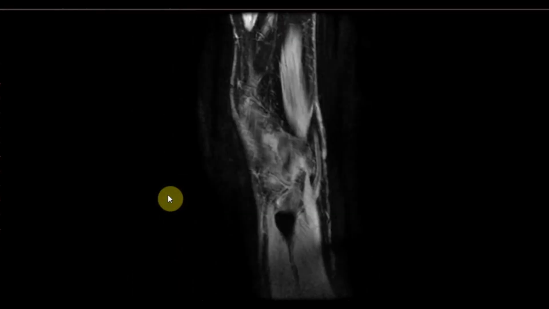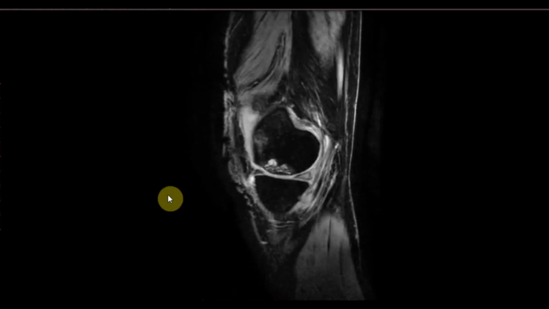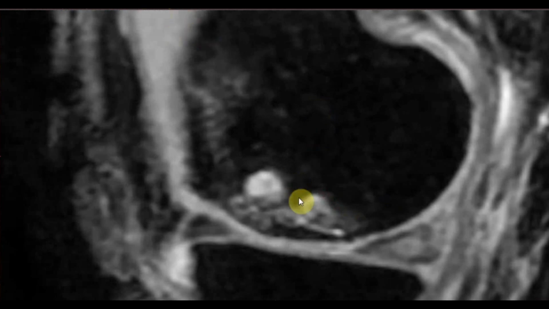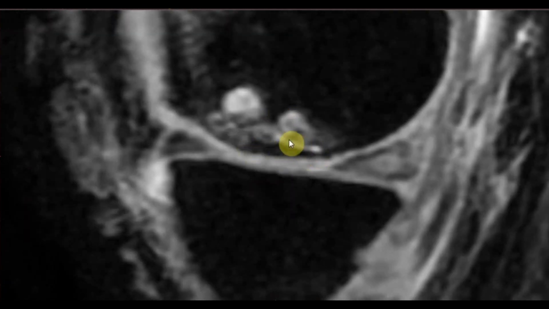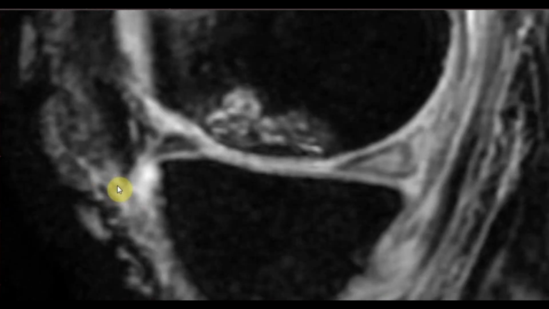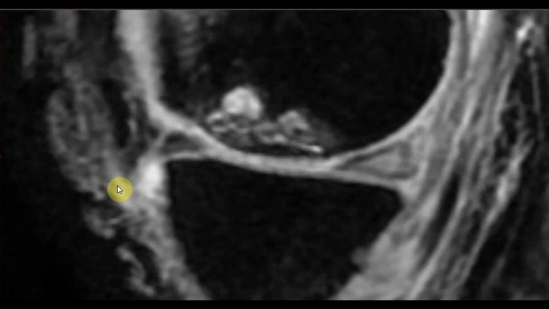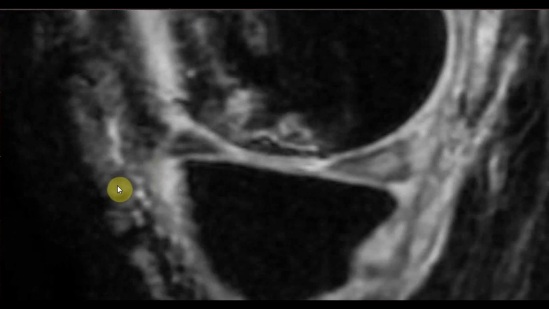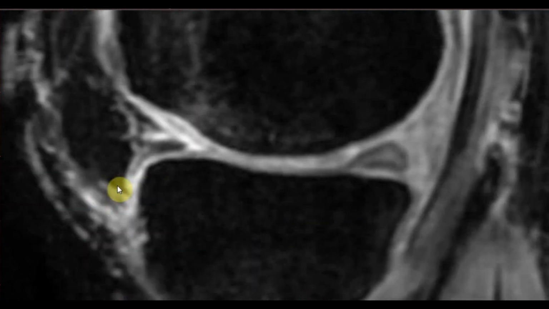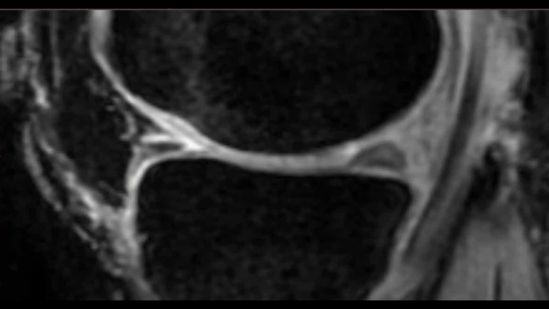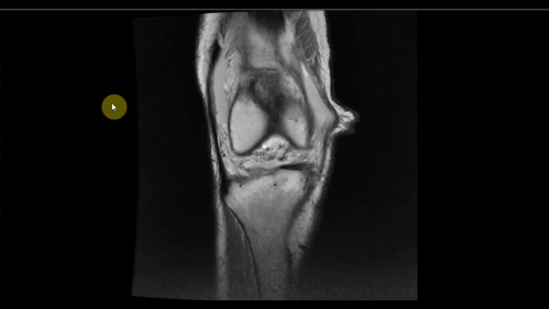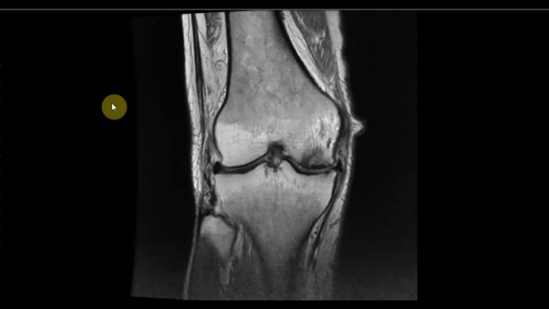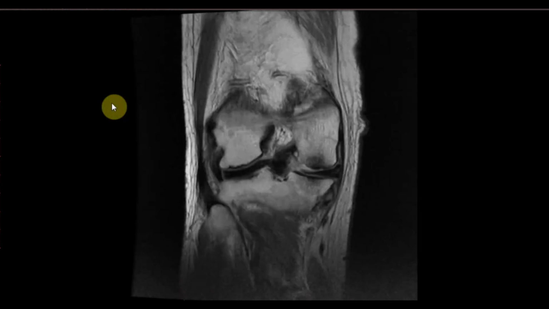We can see that in the GRE sequence. So this is the GRE sequence, and let's zoom it, and we can see this fragment of bone is outlined by a fluid signal intensity linear line, and there are multiple areas of cystic degeneration in the line. So there are increased chances of it getting detached from this donor site and forming a loose body inside the joint cavity. And this osteochondral defect is basically involving the weight bearing part of the knee joint, that is the medial femoral condyle.